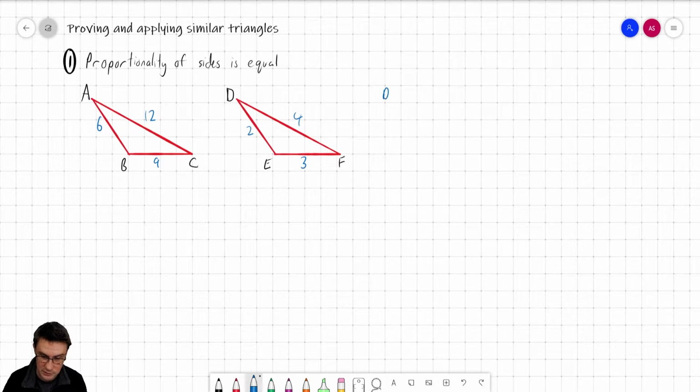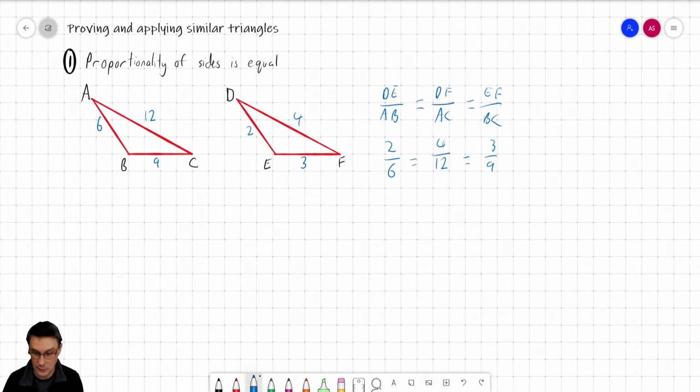So in this case, we want to focus on DE over the corresponding side, which is going to be AB. We want to show that that's equal to DF over AC, and is also equal to EF over BC. Substituting in the numbers, we end up with 2 over 6, which is equal to 4 over 12, which is equal to 3 over 9. In every single case, this gives us the scale factor, which we will see is 1 over 3. So we've been able to show that these are similar triangles because they have this proportionality of a scale factor of a third.